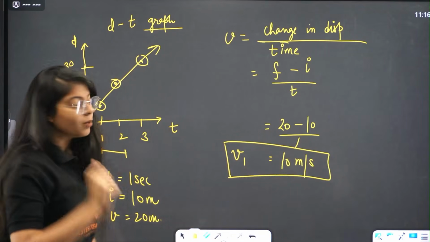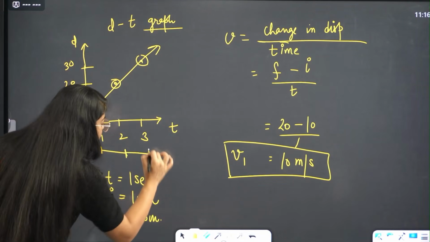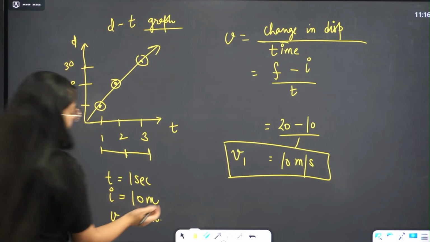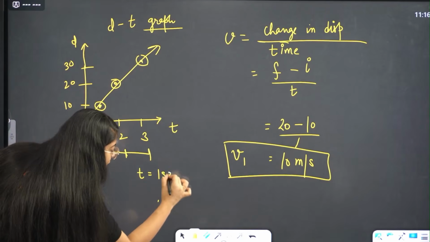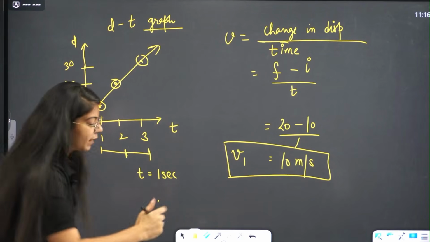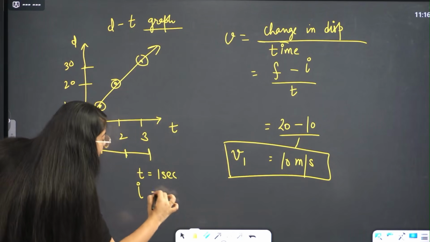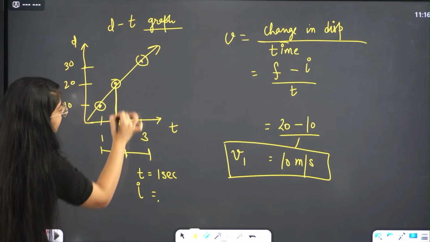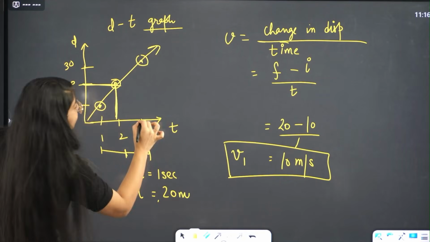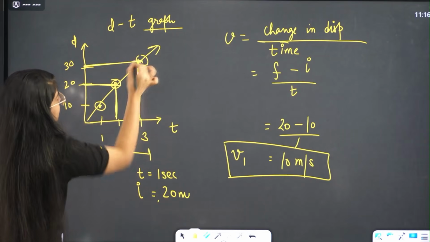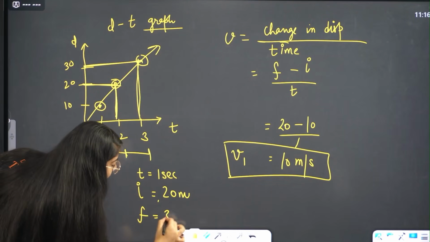Let's see one more case. This second case, 2 to 3 second. From 2 to 3 second, the time is again 1 second. Now the initial point is 20 meters and the final point is 30 meters.